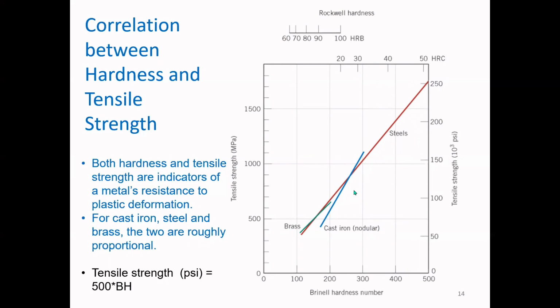For example, the Brinell hardness is related to the tensile strength of steel by approximation in this equation: the tensile strength in PSI equals 500 times the Brinell hardness. This is the equation if we want to approximately correlate between the hardness and the tensile strength of a material.